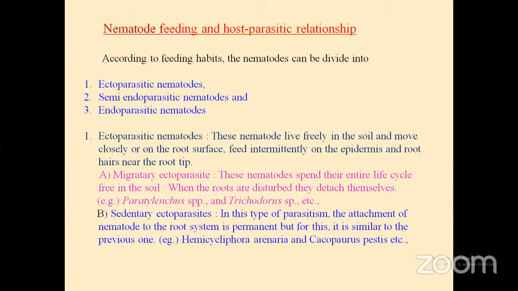Within the ectoparasitic nematodes there are also migratory ectoparasites, which spend their entire life cycle in the soil only. Once the root is detached, they go off. Coming to the sedentary ectoparasitic nematodes, they attach to the root system, but neither the head nor the body ever enters the host. Only the stylet keeps punching into the same point where it started punching the root system. So it is called sedentary ectoparasitic.